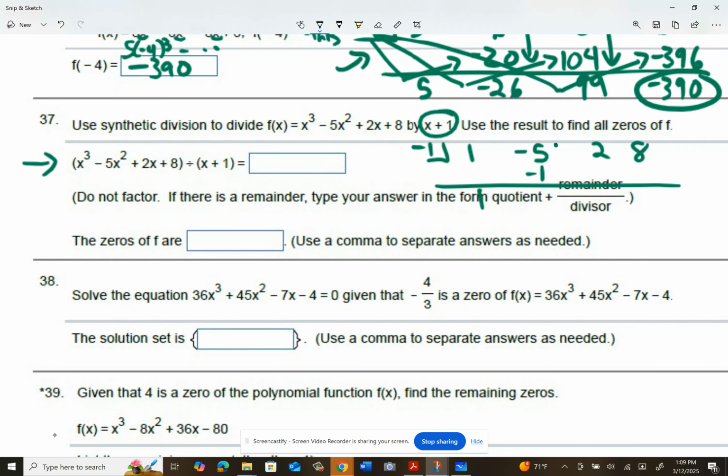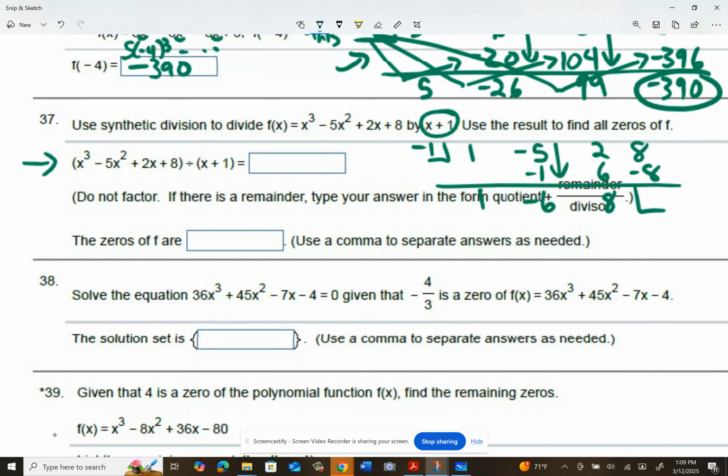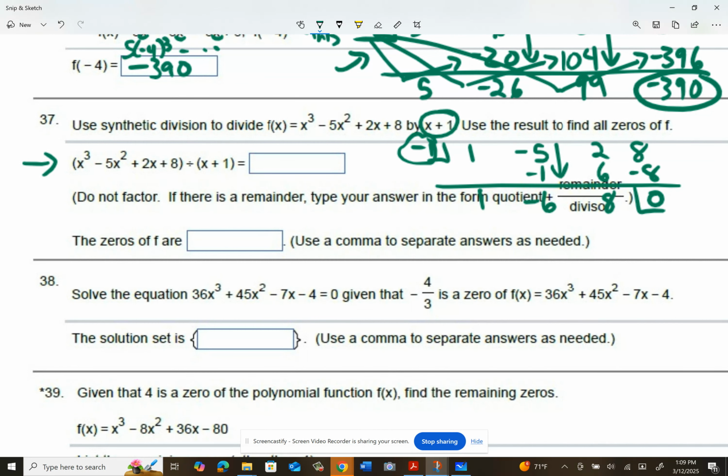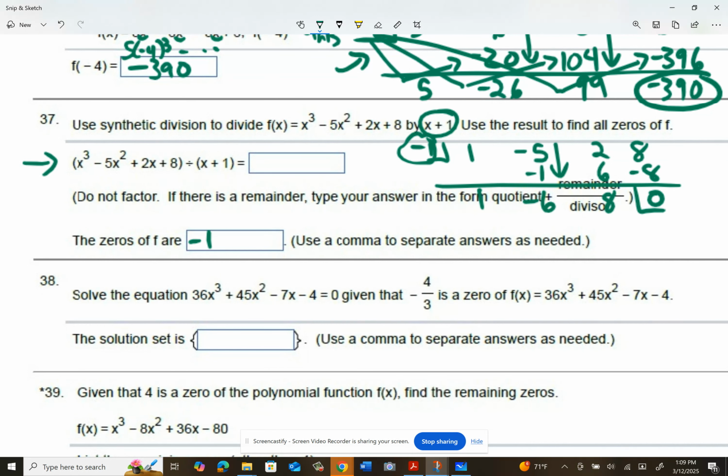So you'd get a -1, add straight down, get -6. Then you'd get a +6, add straight down, you'd get 8. And then -1 times 8 would be -8, add straight down, you get a 0. That 0 that you get right there is just telling you that this -1 was one of the zeros of the polynomial. So this remainder being 0 is important. Okay, it means -1 actually is a 0 of the polynomial.